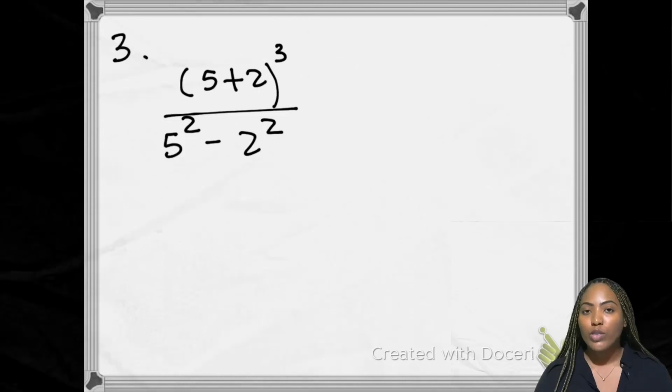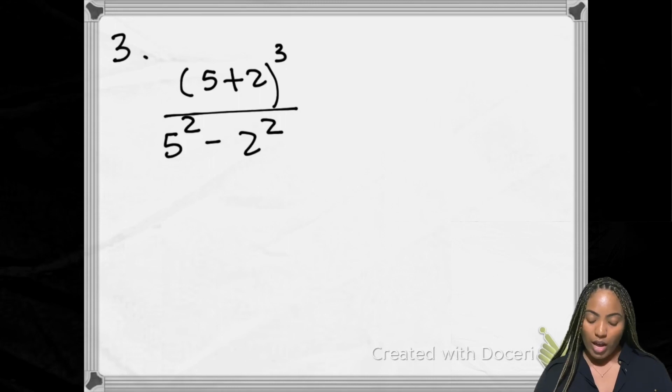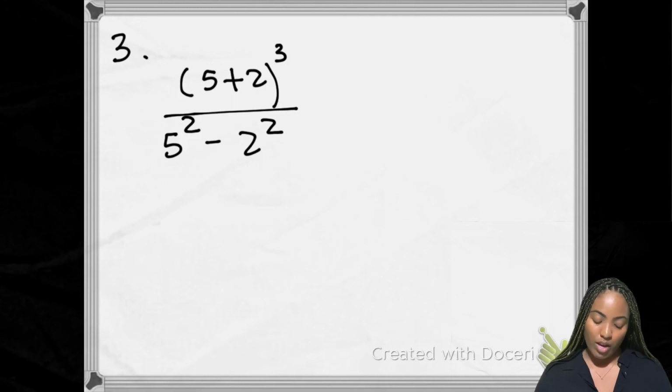For the third question, we will now look at the question which was posted on the CXC website. Again, for the link to this question, you can look in the description. The third question asks, what is 5 plus 2 raised to the power 3, all raised to the power 3, all over 5 squared minus 2 squared.